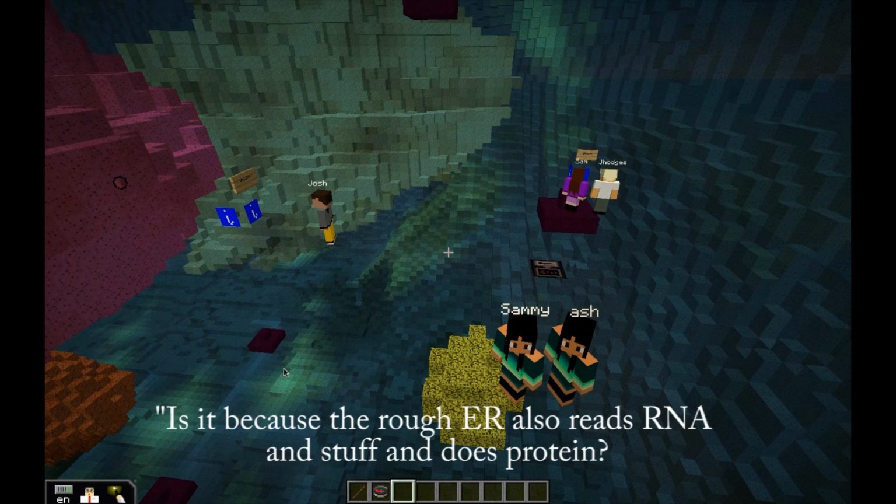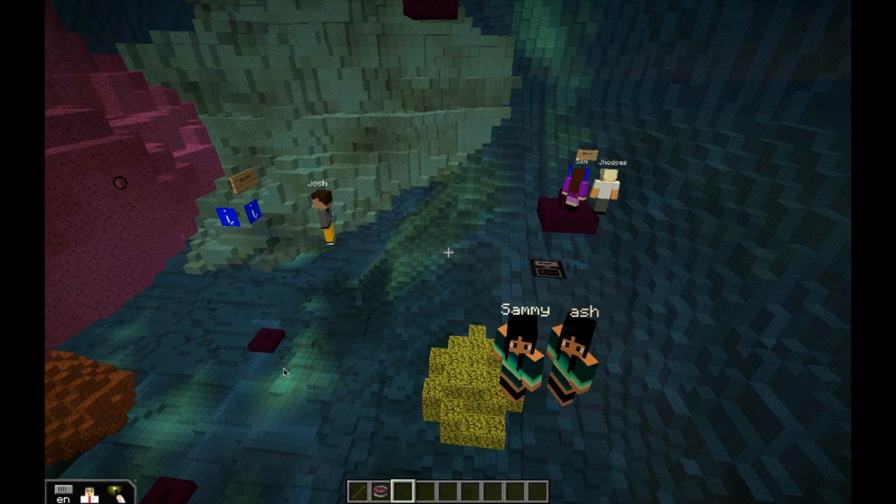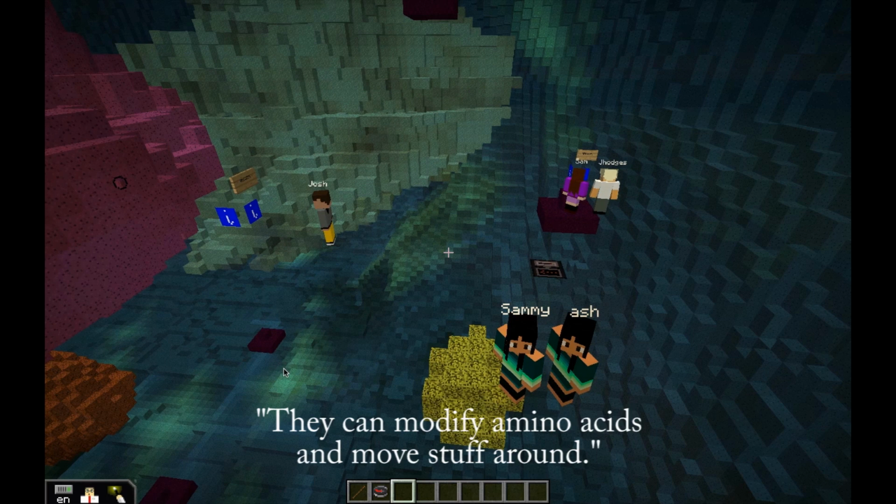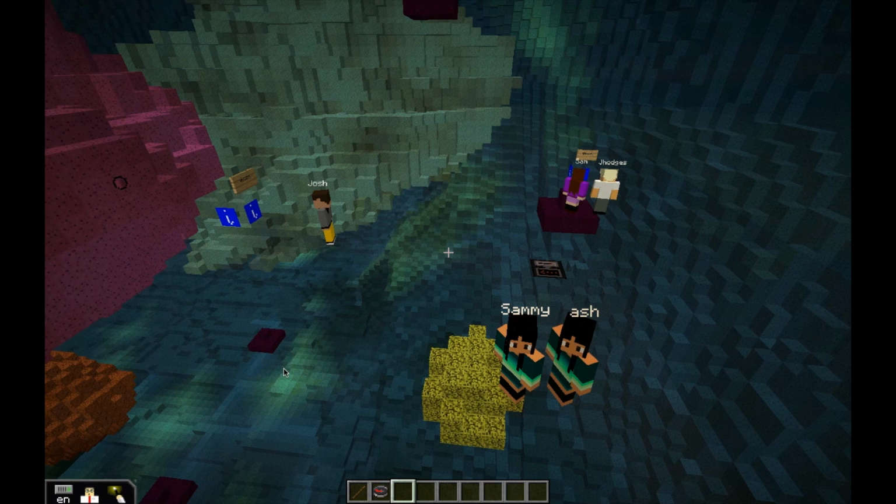Is it because the rough ER also reads RNA and stuff and does protein? No, read about the ER as well, because that'll help tie the knowledge together. I've already done the smooth and the rough one. Oh, you've already done them both. So what's their role in the cell? They can modify amino acids and move stuff around. Right. So they're modifying that amino acid chain which the ribosome makes. So why would there be ribosomes associated with it, do you think?